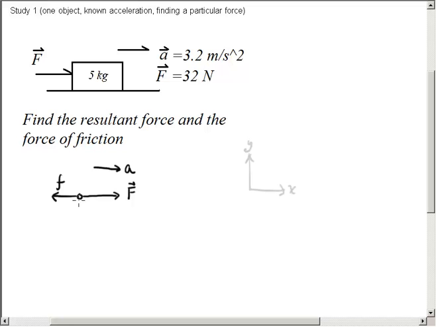Now in the vertical direction, I of course have my weight, which would be mg, and that'll just be the 5 kilograms times the acceleration of gravity. And then of course there is the normal force.